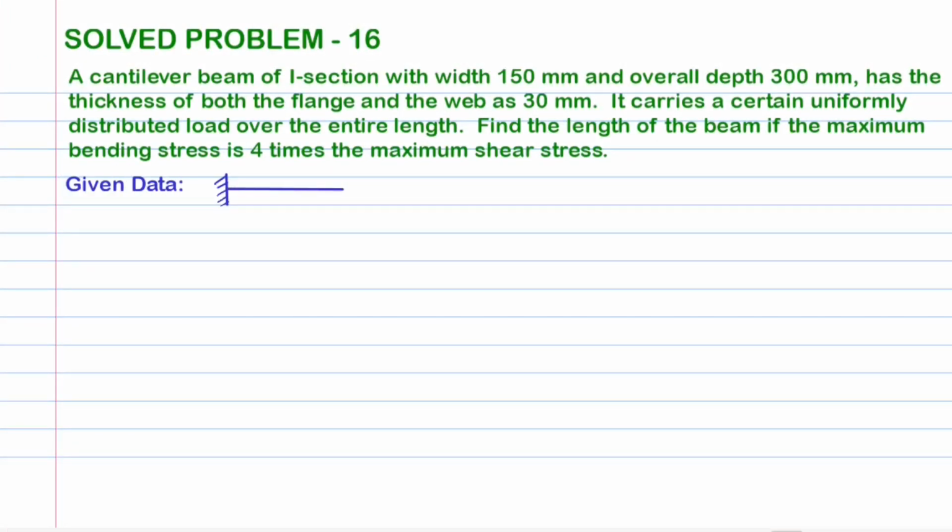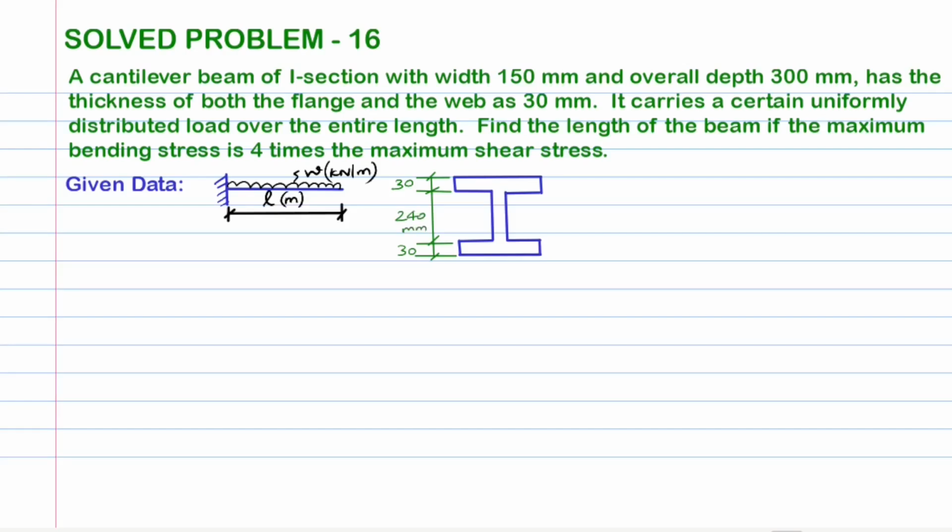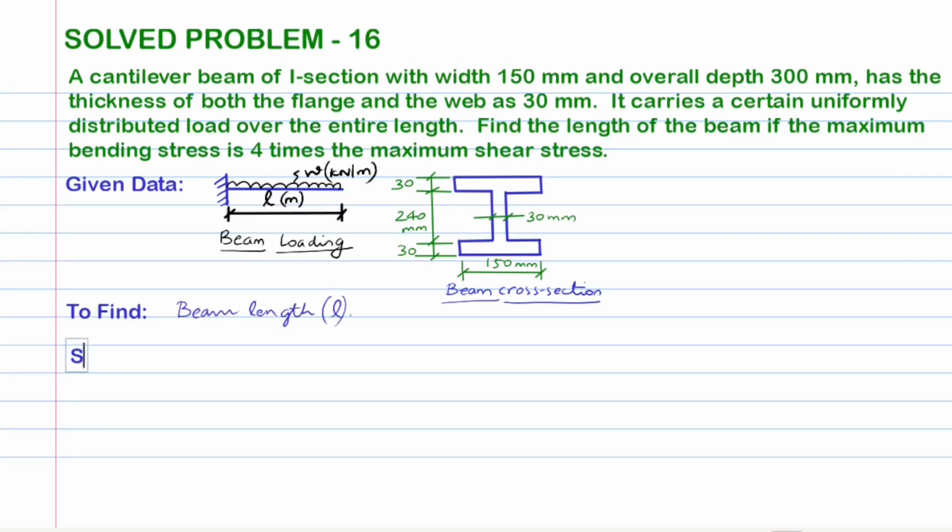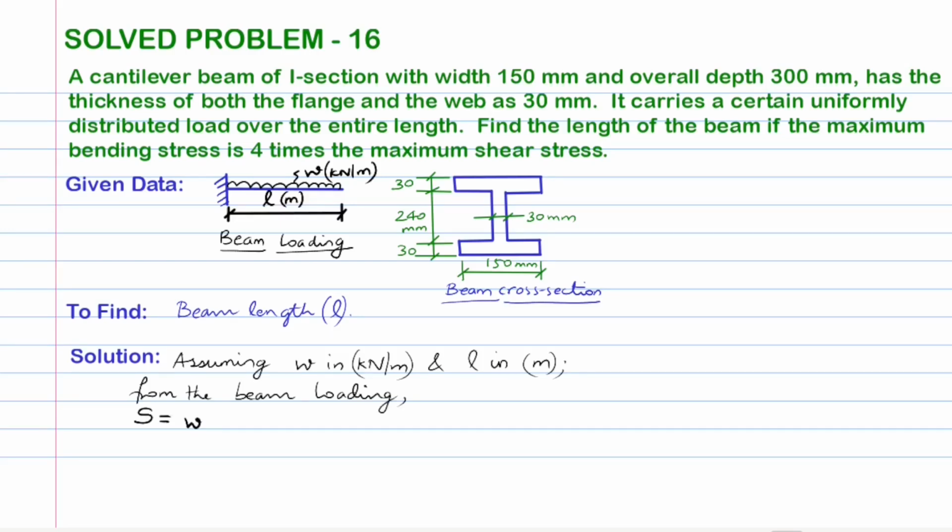This problem again addresses the combined situation wherein both the bending stress and the shear stress are present. Let's draw a schematic diagram of a cantilever beam of length L meters loaded by a uniformly distributed load, say W kilonewtons per meter over the entire length. From the theory covered in chapter 2, that is shear force and bending moment in beams, the maximum shear force is found to be W times L times 10 to the power of 3 newtons. The maximum bending moment is found to be W over 2 times L square times 10 to the power of 6 in Newton millimeter units.